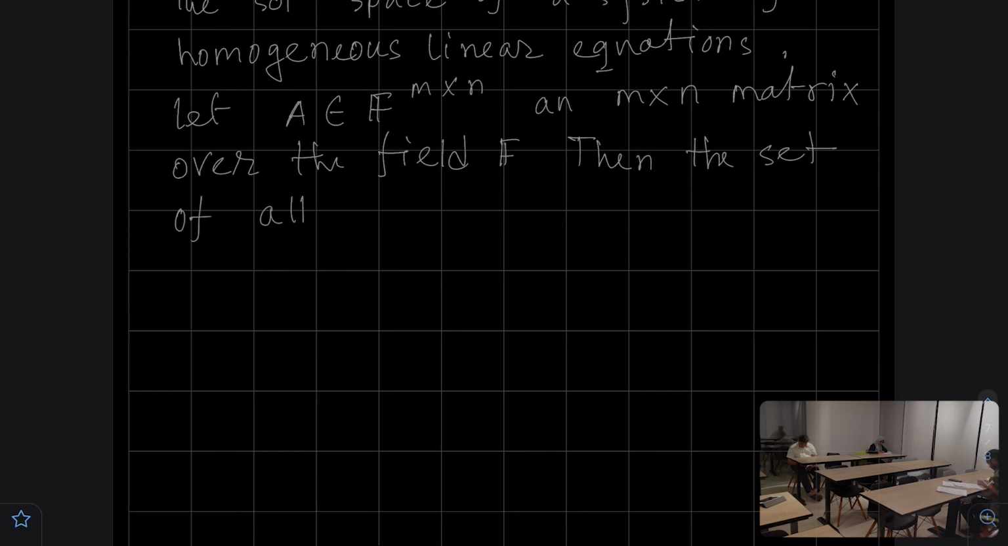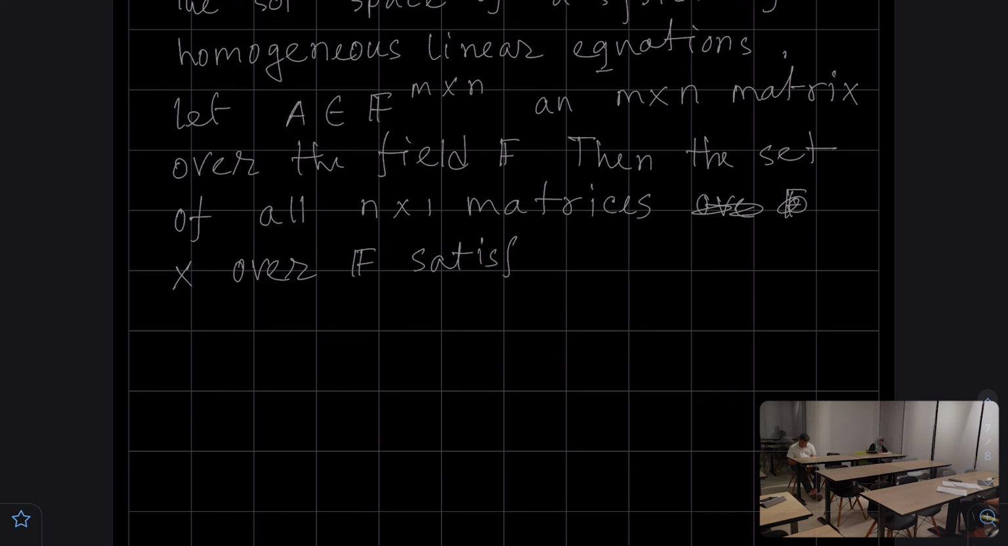So this problem is saying that the solution space of a homogeneous system is a subspace of the n by 1 matrices, right? How can you show that this is actually a subspace? So for a subspace, it has to contain the zero vector, right? So the solution, so Ax equals 0. I'm considering all those x.